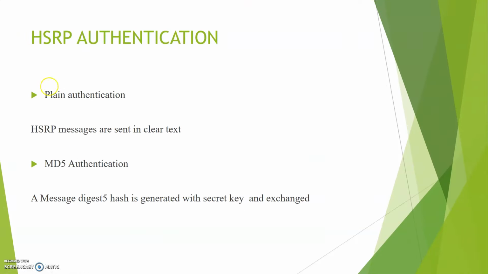And HSRP authentication. There are two types of authentication: one is plain authentication and the other is MD5 authentication. The main purpose of authentication is to enhance the security between the active and the standby router. With plain authentication, HSRP messages are always sent in clear text. In MD5 authentication, a message digest hash is generated with the secret key and it is exchanged between both the routers.